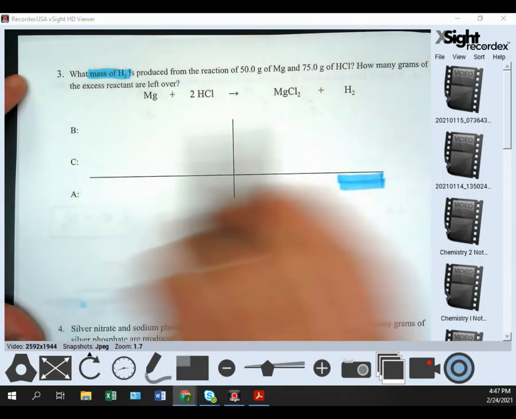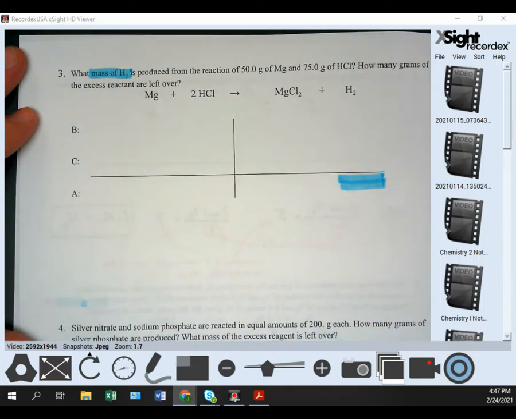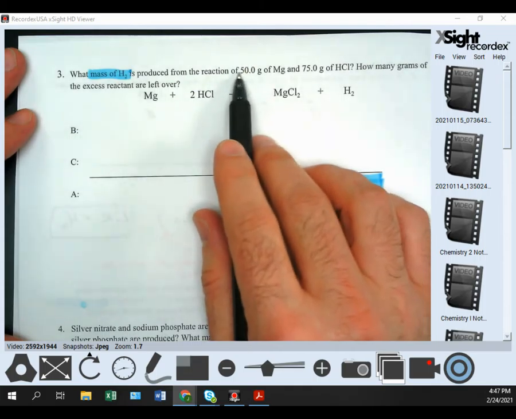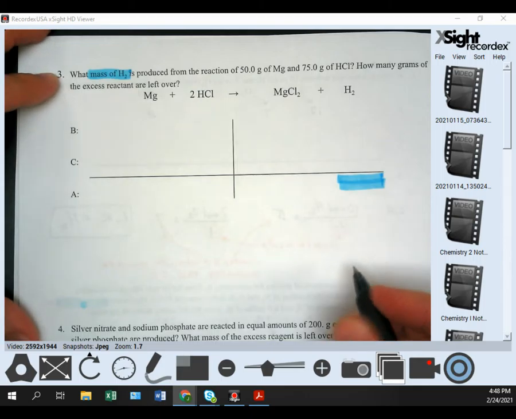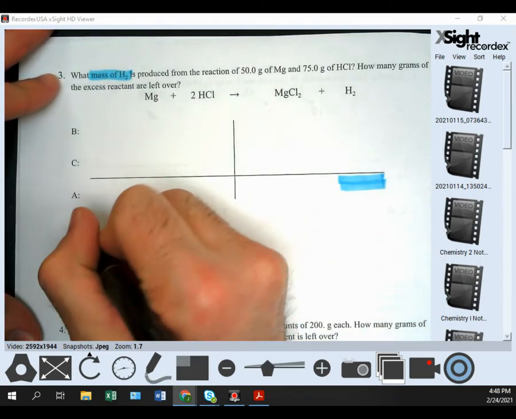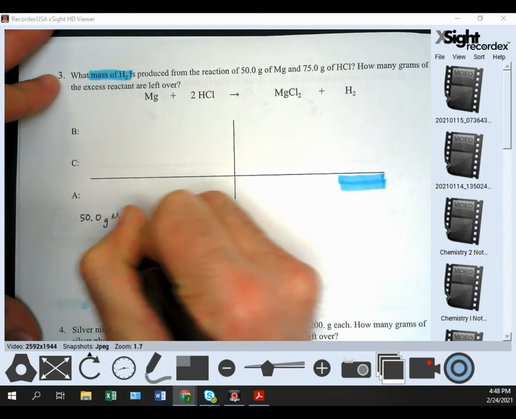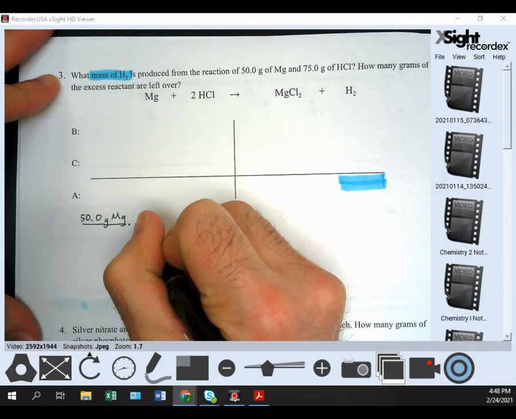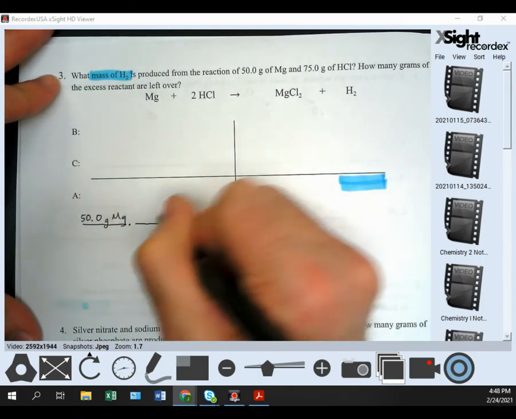In order to fill out the chart, we need to find the limiting reactant. But before we can find the limiting reactant, we need to get the moles that we're starting with. We're not starting in moles on this; they're starting in grams. So the first thing we're going to do is convert 50 grams of magnesium into moles of magnesium.